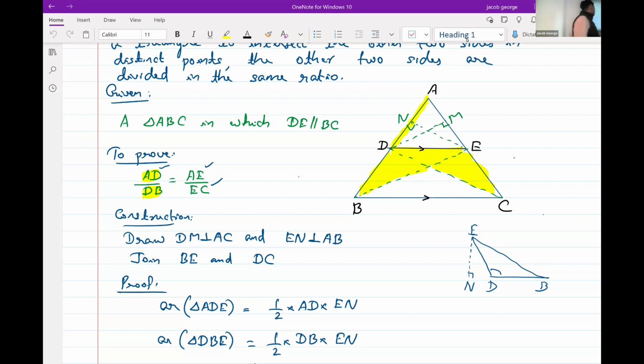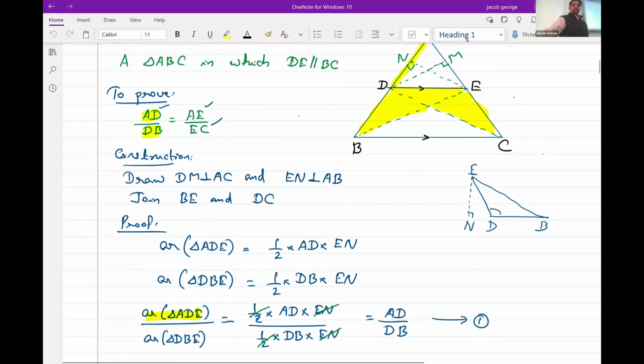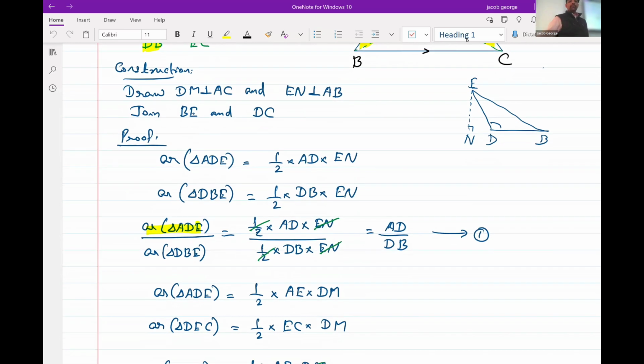So the area is half into DB into EN. Don't forget to write the left hand side. The left hand side is also important. Area of triangle DBE is half into DB into EN. Is it clear, these two? After this, what do we have to do? You will divide these two, and cut half and cut EN.